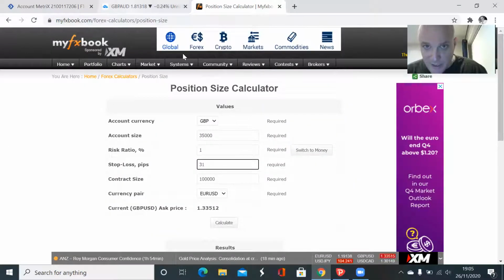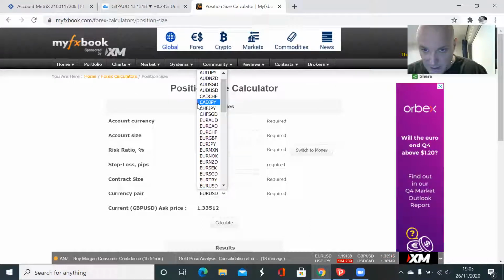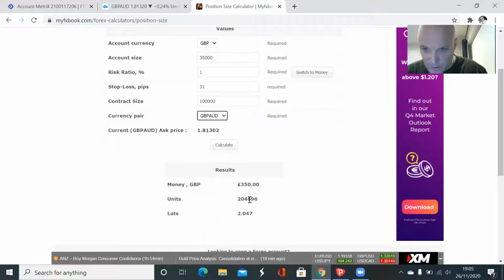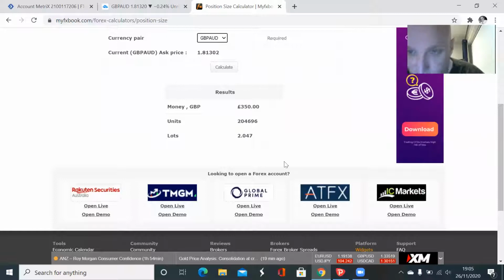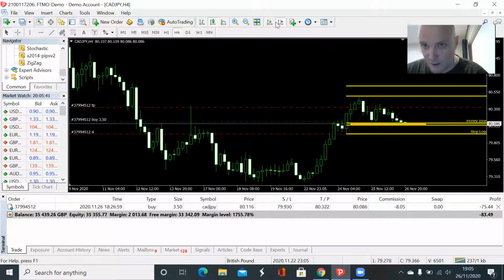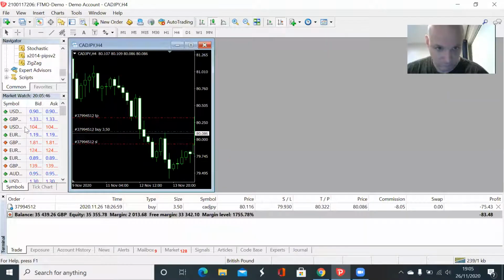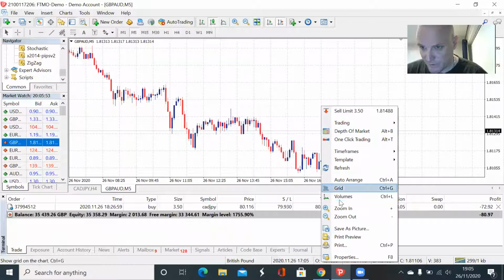31 pips. It is on the GBP AUD, sorry, GBP AUD. Risk lots of 2.04. So I'll just go for a straightforward 2 lot size, okay? So what we're going to do, we then go into here and just minimize this. Let's have a look for the GBP AUD. Get rid of the grid.